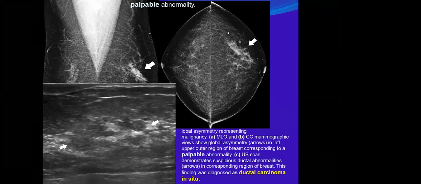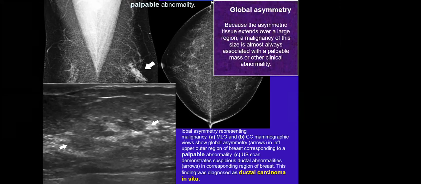So we have to consider the palpable abnormality even if there is only subtle distortion. And the ultrasound findings are suspicious: ductal abnormalities or segmental ductectasia with some heterogeneity and suspicious features, and it was DCIS. So this is global asymmetry, but in this patient, I will not say that since it is global asymmetry, it has to be normal. We have to consider the associated features.